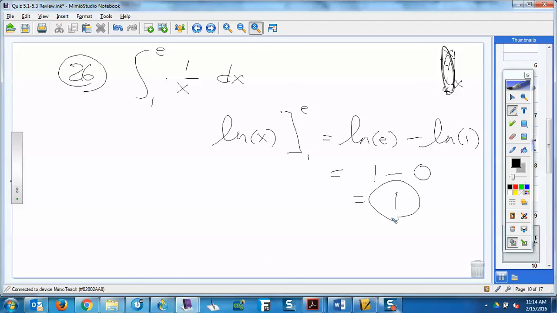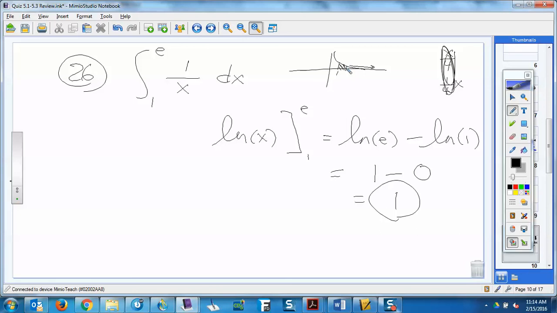Okay? Now you don't have to do anything with this, and it might have said something about graphing, but don't worry about it. No, it didn't say that. It said use the fundamental theorem. Here's a graph of 1 over x like this. Goes down like that. Here's 1. Here's e. We just found that little piece of area right there. Right? That's what we just found.